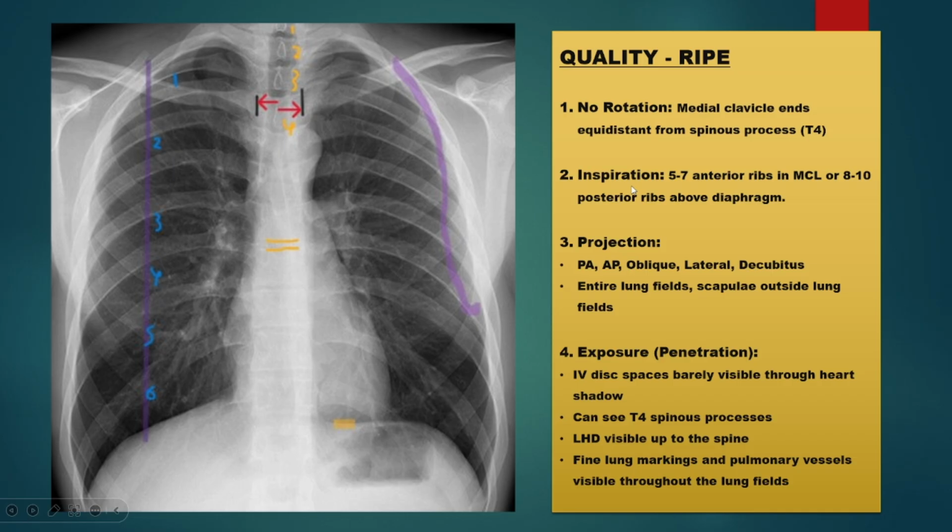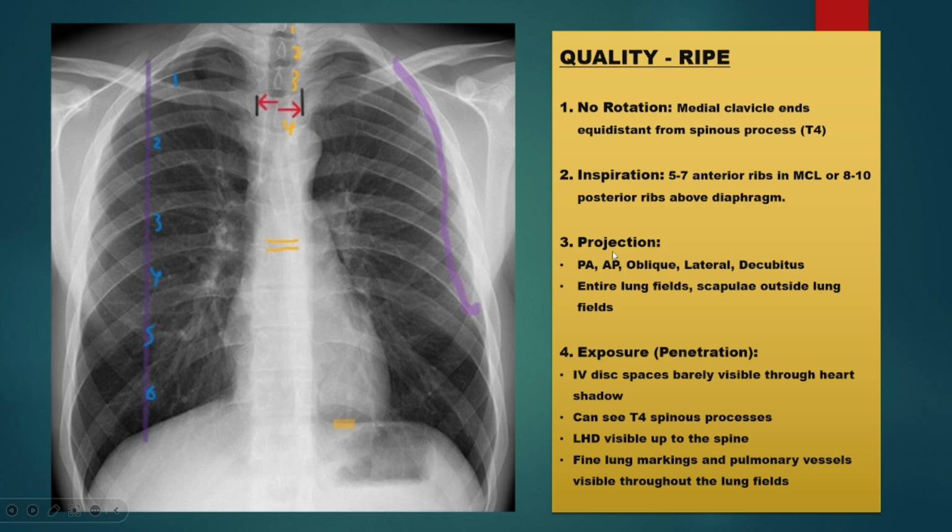Then the inspiration. If the inspiration is adequate, we will be able to see 5 to 7 anterior ribs or 8 to 10 posterior ribs above the diaphragm. 1, 2, 3, 4, 5, 6 anterior ribs. And then 1, 2, 3, 4, 5, 6, 7, 8, 9, 10 posteriorly. So the inspiration is adequate.